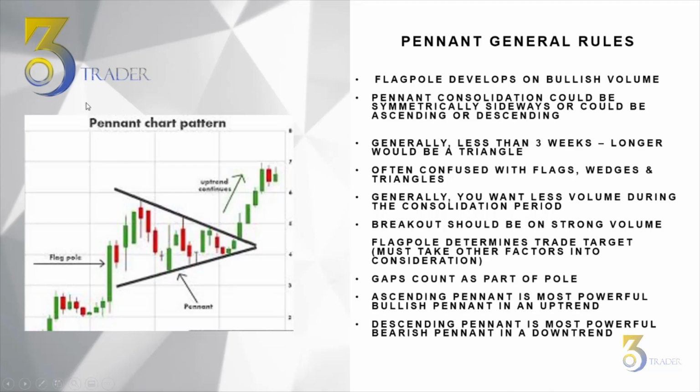We want our flagpole to be developed with a nice strong move off of bullish volume, which we'll look at in a little bit. You don't really want this nice ascension off of weakening volume. You want good, strong, better than average volume coming into the development of this pennant. Then consolidation could either be symmetrically sideways or it could be ascending or descending, like we already showed you.